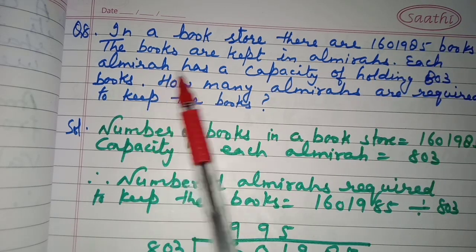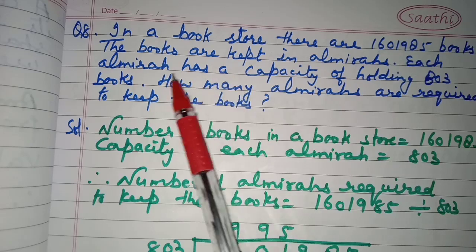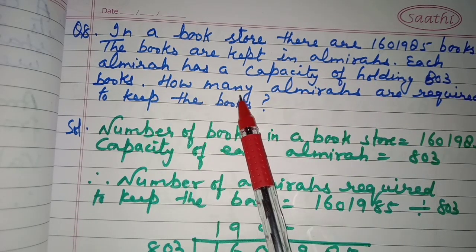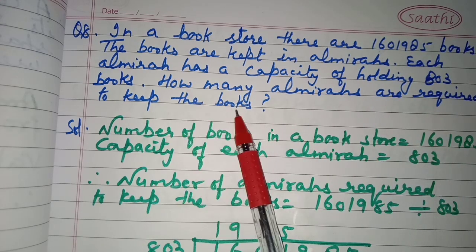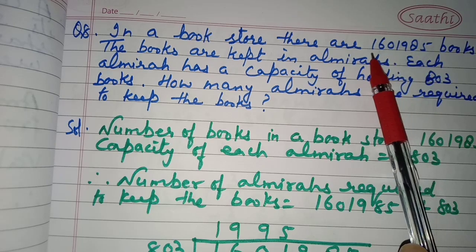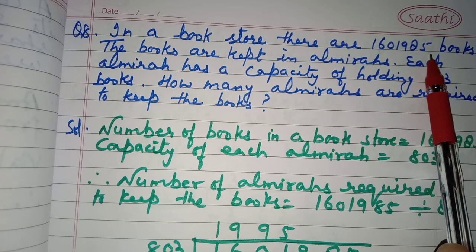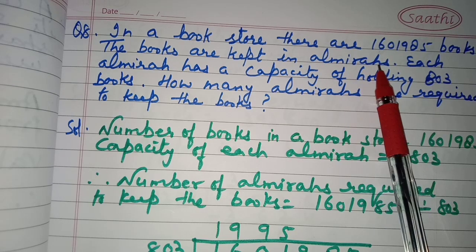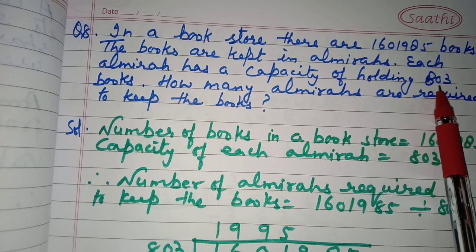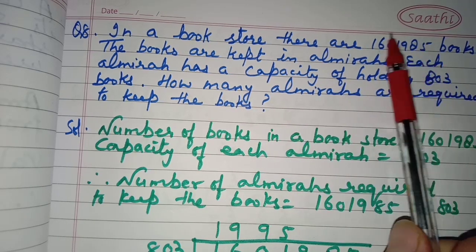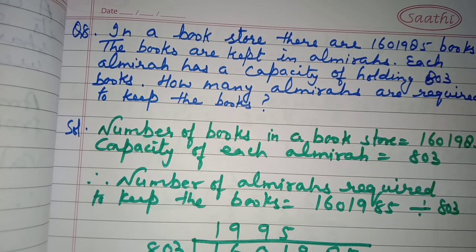Question number 8. In a bookstore, there are 16,01,985 books. The books are kept in almiras. Each almira has a capacity of holding 803 books. How many almiras are required to keep the books? So, in a bookstore, how many books are there? 16,01,985, and these books are kept in almiras. And how many books are there in each almira? 803. So how many almiras are required to keep all the books, that we need to find?